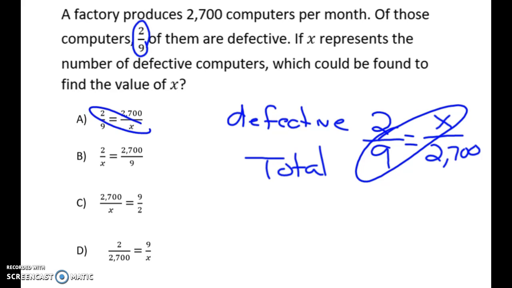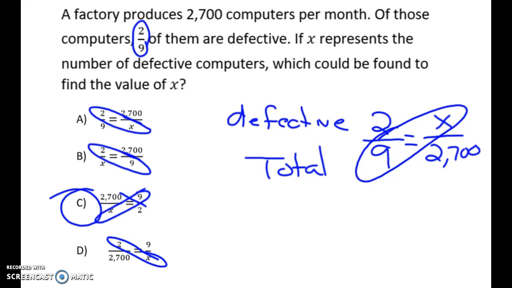So that one doesn't work. That one doesn't work. Oops. That one does work. And that one does not. So my answer is C.